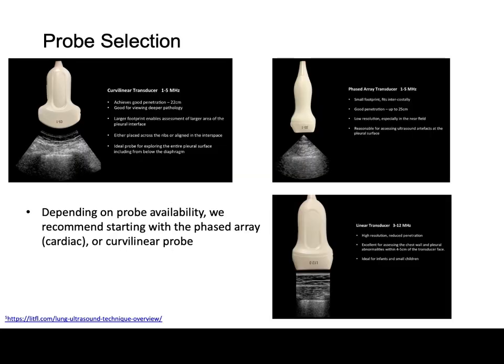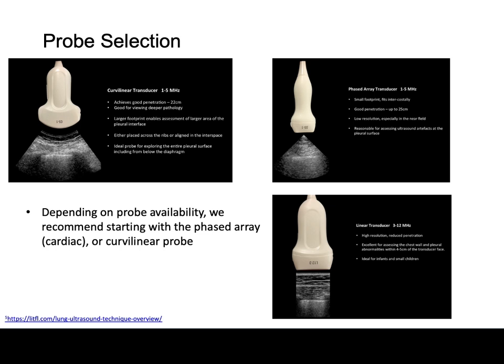There are a few probes that can be used when evaluating the lung parenchyma and pleura. The curvilinear probe and phased array probe both have frequencies in the 1 to 5 megahertz range. They both achieve good penetration and are good for viewing deeper pathology. The curvilinear probe has a larger footprint, which enables assessment of a larger area of the pleural interface. The ideal probe for exploring the entire pleural surface, including from below the diaphragm, would be the curvilinear probe.